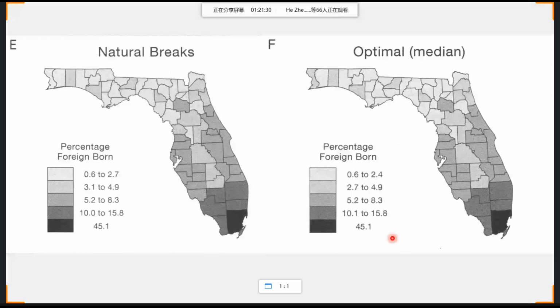But this is, of course, true for this data here. If you use a more complicated set of data, just imagine you have the counties of the whole of the United States. Then it becomes much more difficult.